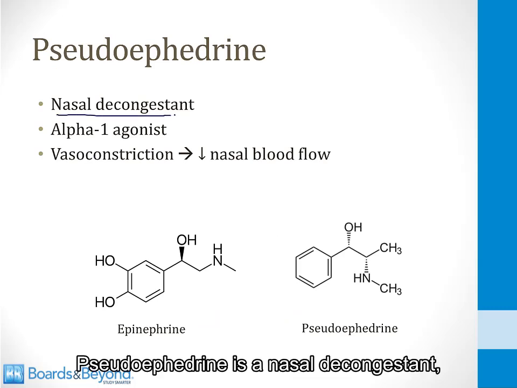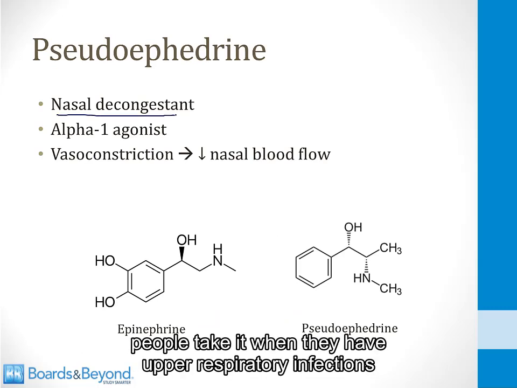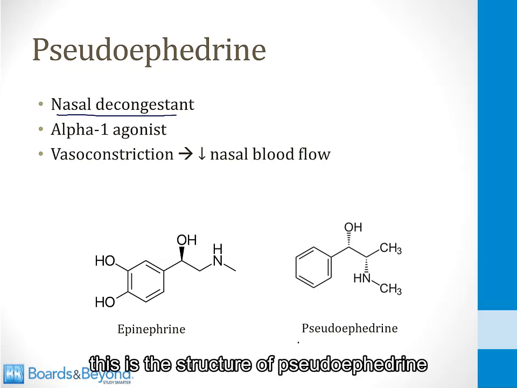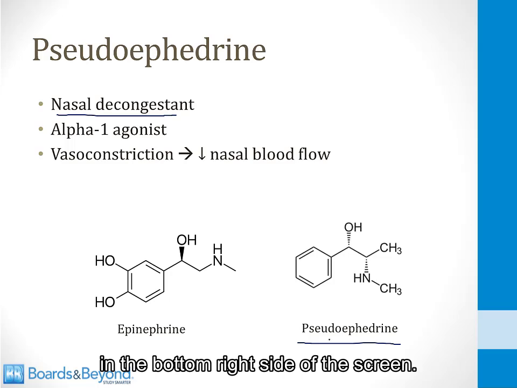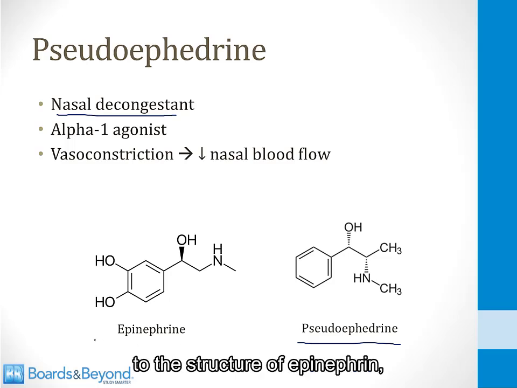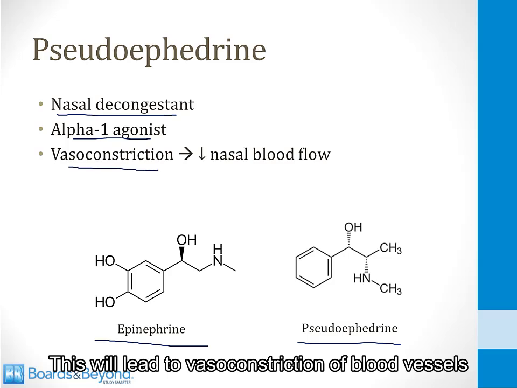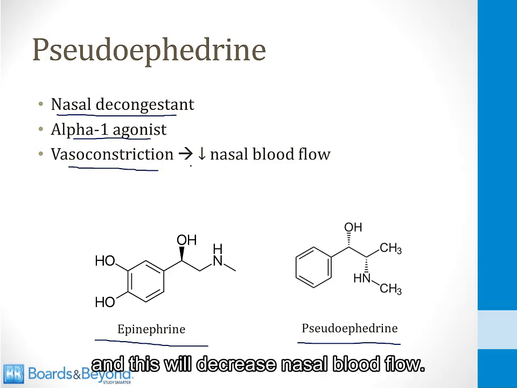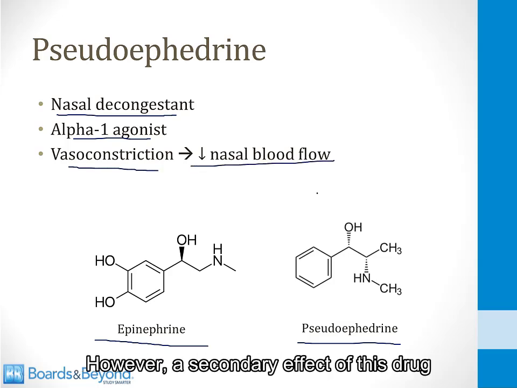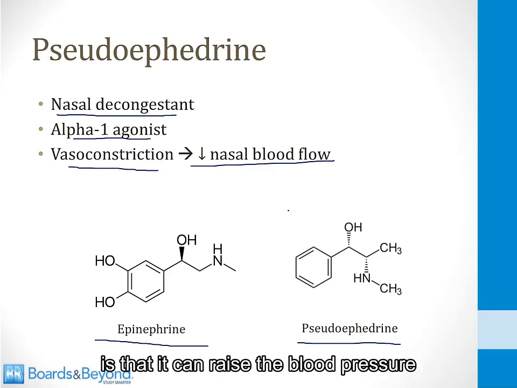Pseudoephedrine is a nasal decongestant. People take it when they have upper respiratory infections and runny noses. This is the structure of pseudoephedrine on the bottom right side of the screen. You can see that it is similar to the structure of epinephrine. Therefore, it will function as an alpha-1 agonist. This will lead to vasoconstriction of blood vessels in the nasal passages, and this will decrease nasal blood flow. However, a secondary effect of this drug is that it can raise the blood pressure and cause secondary hypertension.